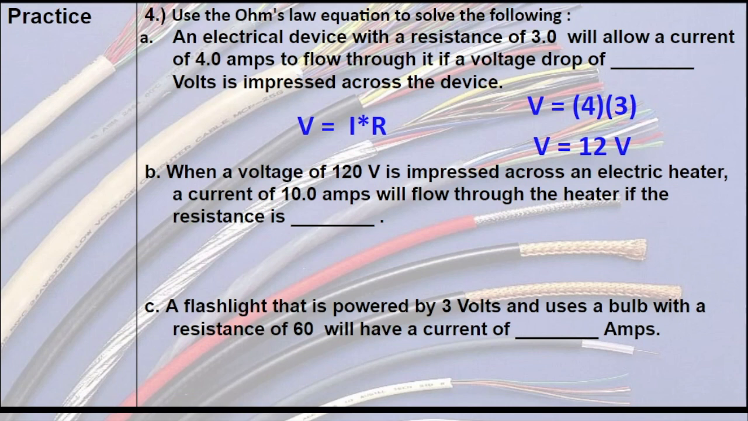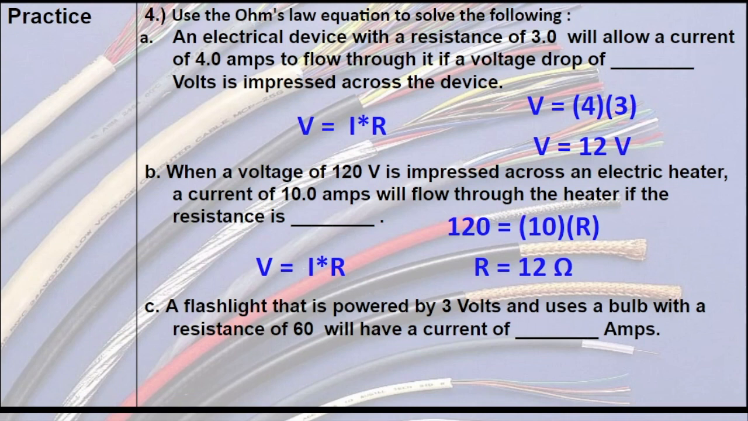Letter B. When a voltage of 120 volts is impressed across an electric heater, a current of 10 amps will flow through the heater if the resistance is blank. So again, Ohm's law tells us V equals IR. In this case, V is 120, I is 10, and R is unknown. So if we solve for R, we're going to go ahead and divide 10 over to the other side, and we find out that resistance should be equal to 12 ohms.